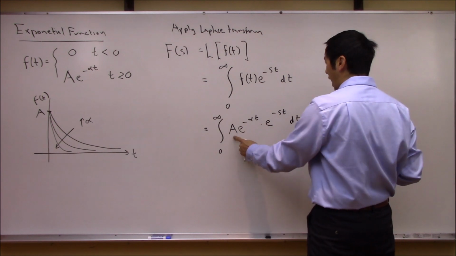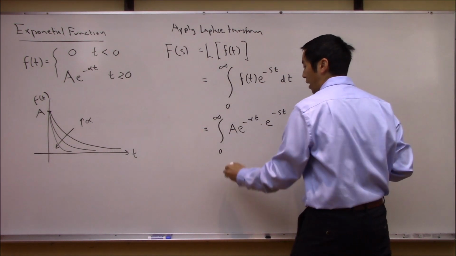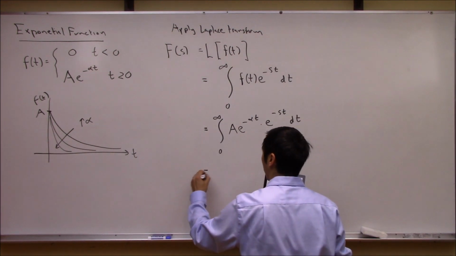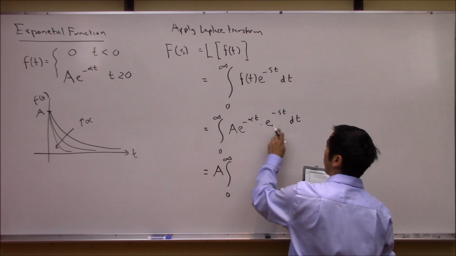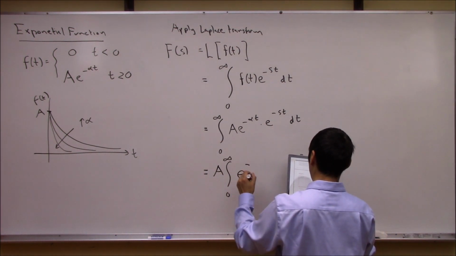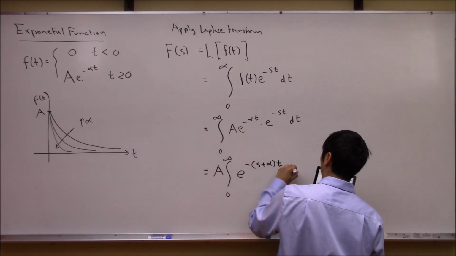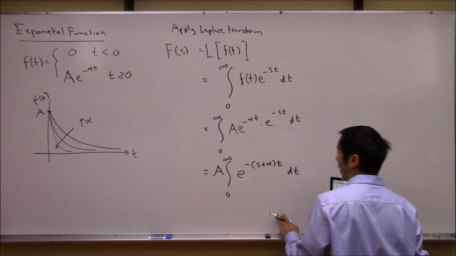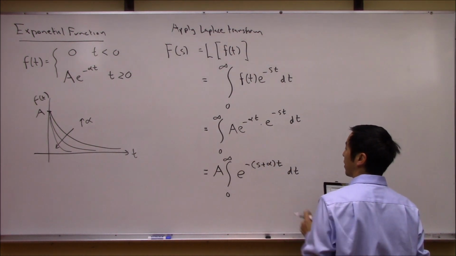A is not a function of time. It's a constant, so I can bring it outside the integral. That's no problem. So I get a times the integral from 0 to infinity. Then let's combine these exponents. This is the same thing as e to the minus (s plus alpha) t dt. I think everyone will agree I haven't done anything fancy yet. Just combine these two and pull the minus sign out.